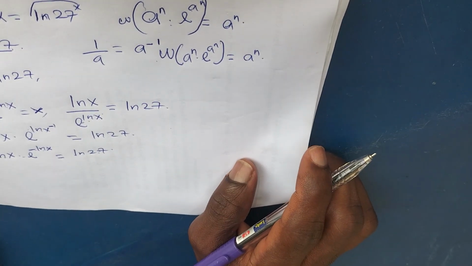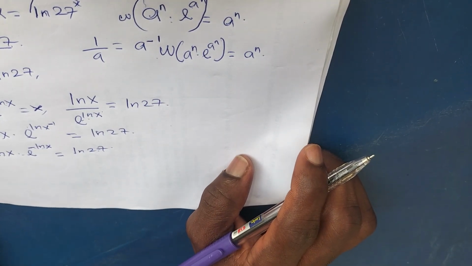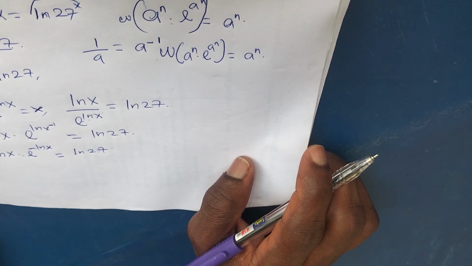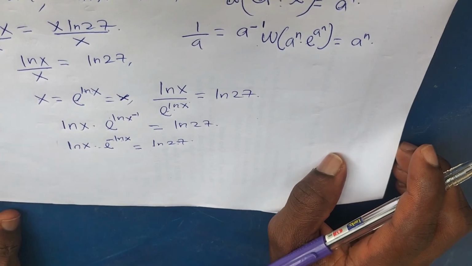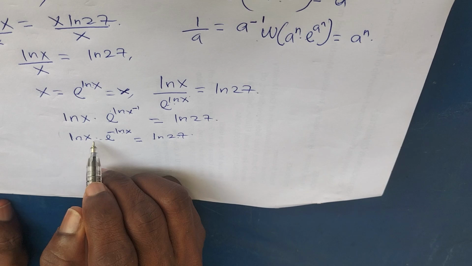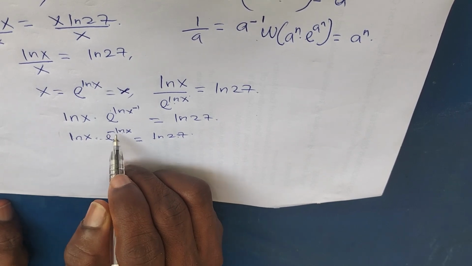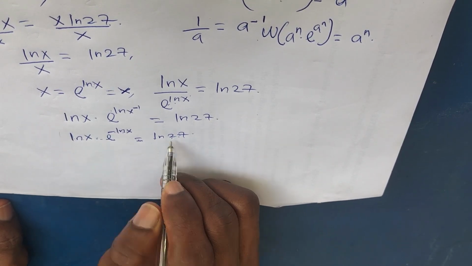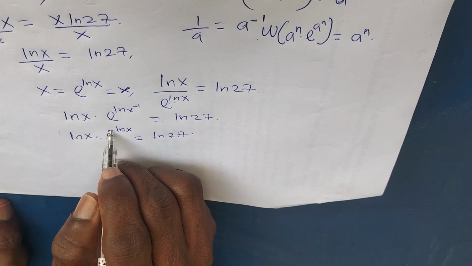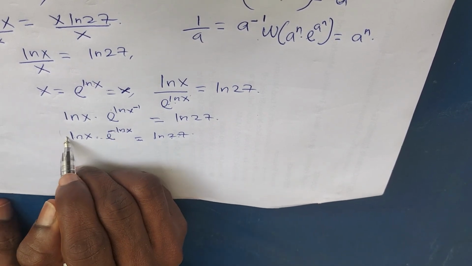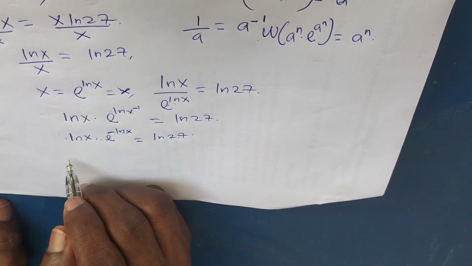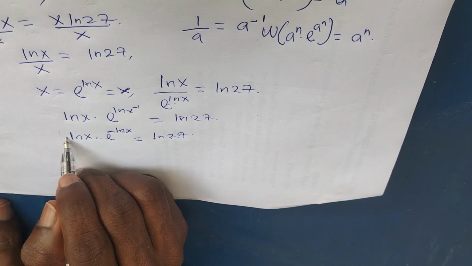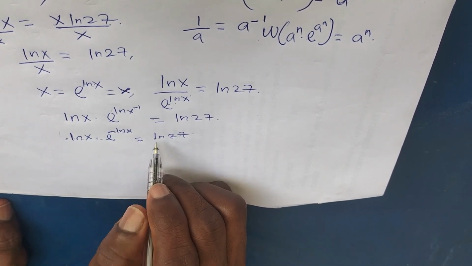That's what the Lambert W function is saying. Okay, coming back to this point, we have ln of x times exponent of negative ln of x equals ln 27. You can see we have a negative here, but at this base we do not have a negative. So what are we going to do to make this negative? We are going to multiply both sides of the equation by a negative sign.